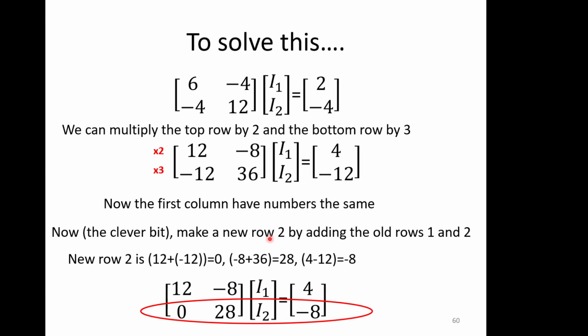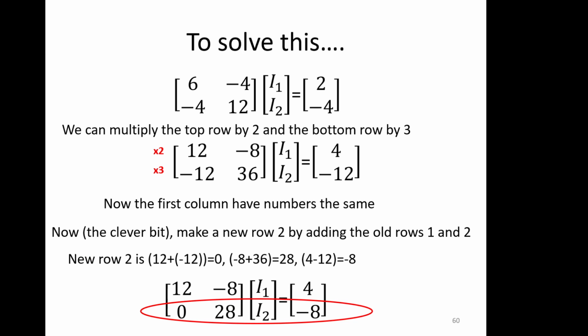We can make a new row 2 by adding the old rows 1 and 2 together, because it's a linear operation. So if we add these 2 rows together, we can make a new row 2 which you can substitute in. So that becomes 12 plus minus 12 equals 0. Minus 8 plus 36 equals 28. 4 minus 12 becomes minus 8. So that now becomes our new second row. And you can see now that by just simple transforms, by multiplying and adding, is all we've had to do.